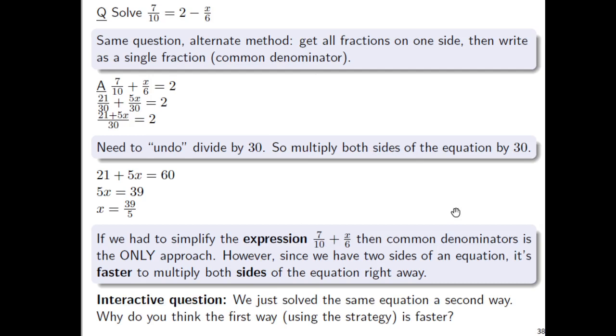Okay, interactive question. We just solved the same equation a second way. Why do you think the first way using the strategy is faster? So I've claimed that it's faster, but why actually is it faster? I need you to go back and compare the work for answering this both ways and see if you can give me your sort of philosophy answer to this.